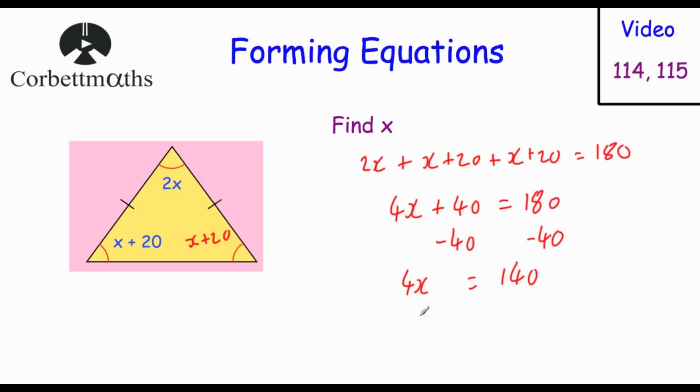And then we want to get x on its own, so we're going to divide by 4 and divide by 4, and that gives us x equals, and 140 divided by 4 would be 35. If the question asks us to find the size of the angles, then you would substitute the 35 into these expressions. So 2 times x would be 2 times 35. So this angle would be 70. And if we took our 35 and added 20, this angle would be 55 and this angle would be 55. So our angles would be 70, 55 and 55. But the question didn't ask us that, it just asked us to find x, and that's what we've done.